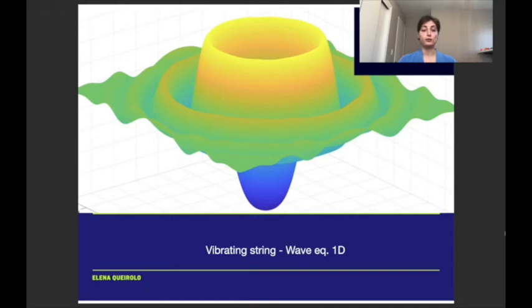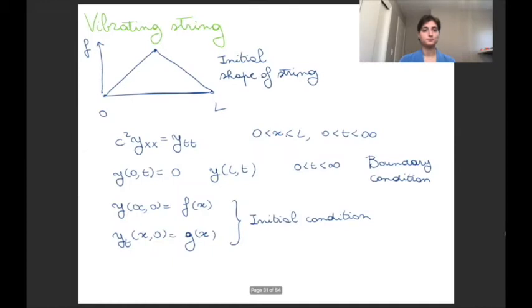Let's look at how to solve the wave equation in 1D while looking at a vibrating string. So we take an initial shape of the string. We can imagine we're just pinching the string up and then letting it go, and we want to see how this string evolves over time, how it vibrates while being blocked at 0 and L.